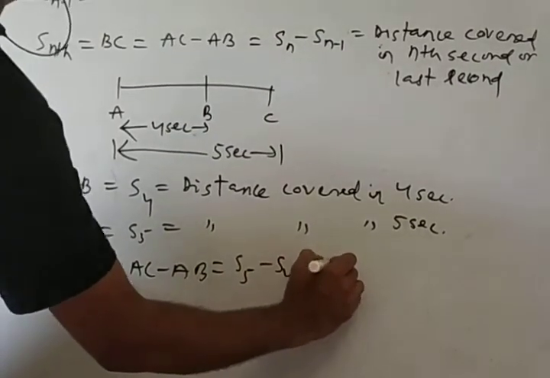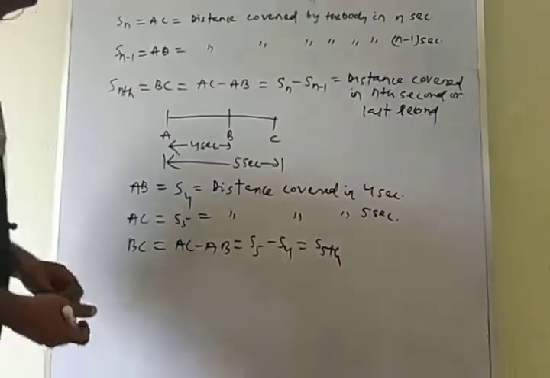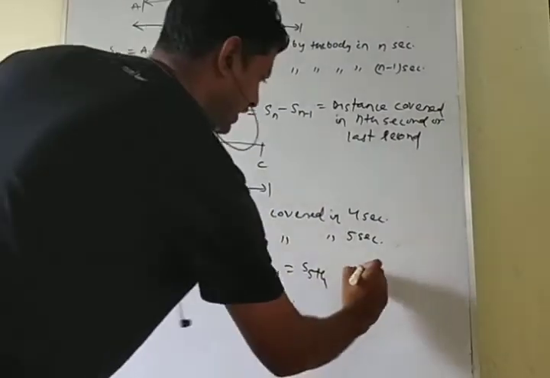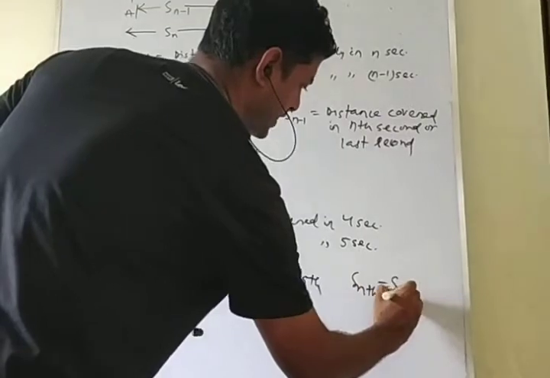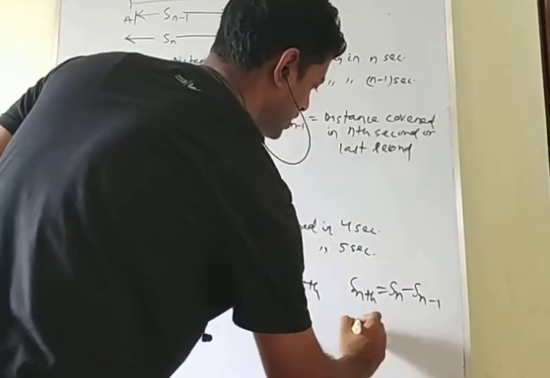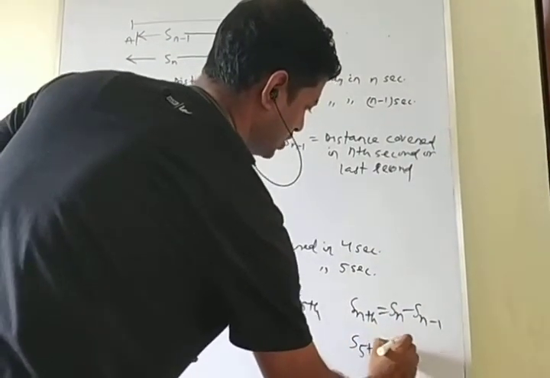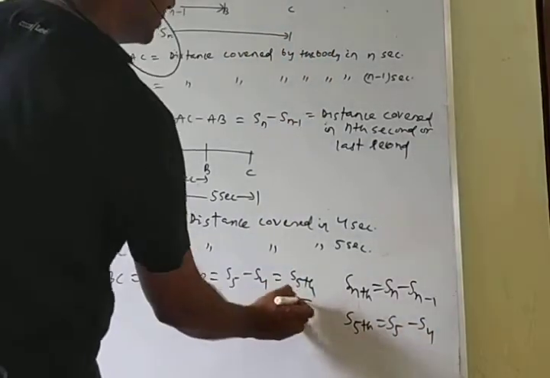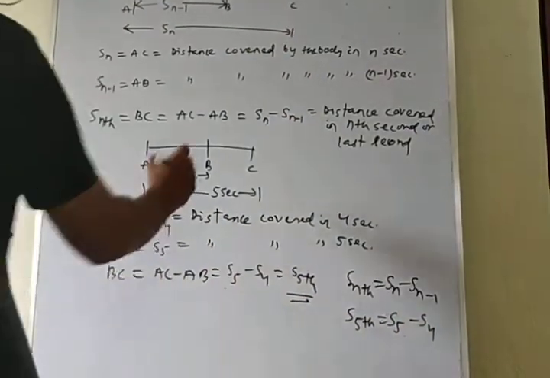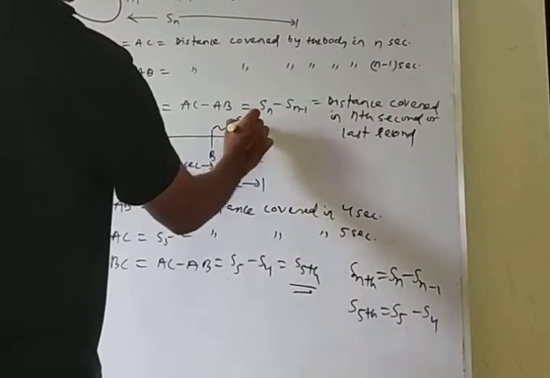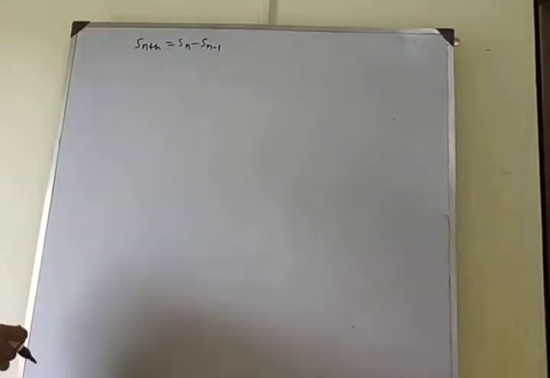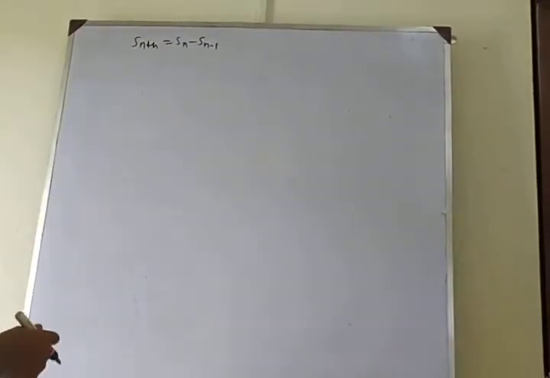That will be S_5th, because S_nth will be Sn minus Sn minus 1. So S_5th will be S5 minus S4. So the distance travelled in the 5th second, or distance travelled in the last second, will be our S_5th. So S_nth is Sn minus Sn minus 1.